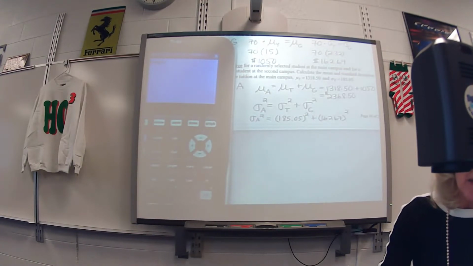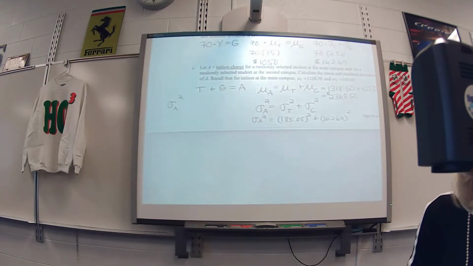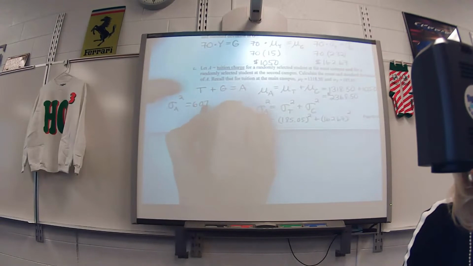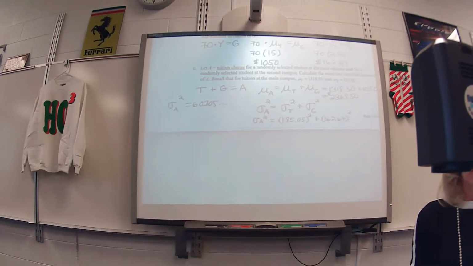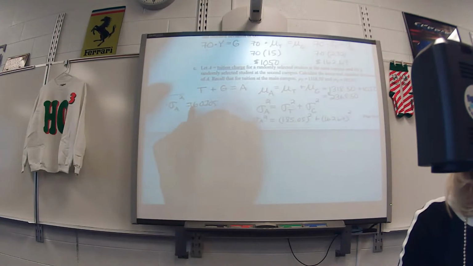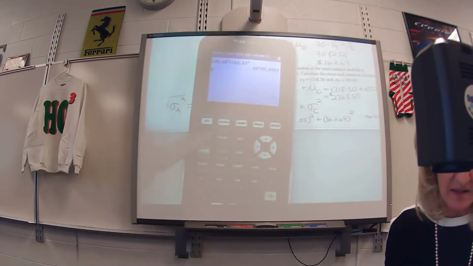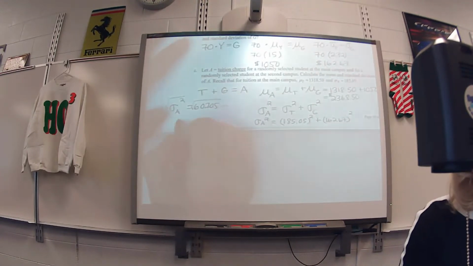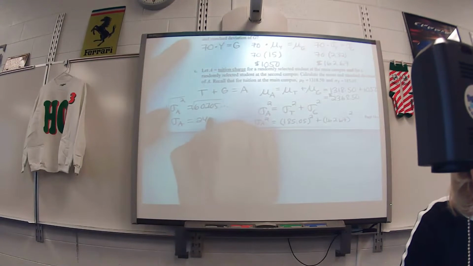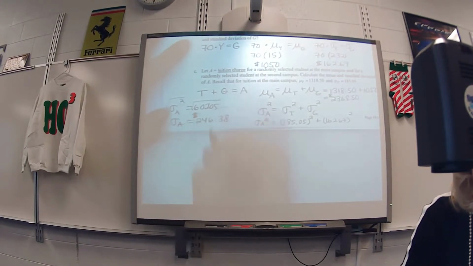185.05 squared. Help if I put my decimal in. Add it to 162.67 squared. That large number, that 60,705 number, that is my variance for A. So what do I still need to do? I need to square root that. 246.38. And that would also be in dollars.